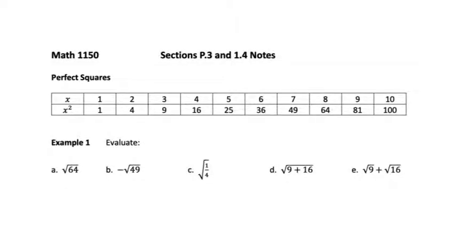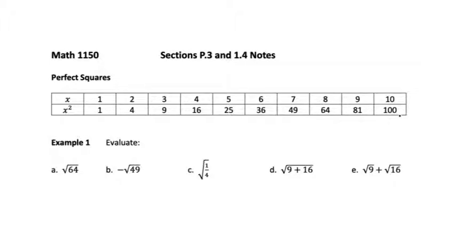In this video, we're going to talk about some things from sections P3 and 1.4. And the first thing that we're going to do is review what a perfect square is. So if we square the numbers 1, 2, 3, 4, 5, 6, 7, 8, 9, 10, etc., then we get these numbers that are perfect squares. So 1, 4, 9, 16, 25, 36, 49, 64, 81, and 100.